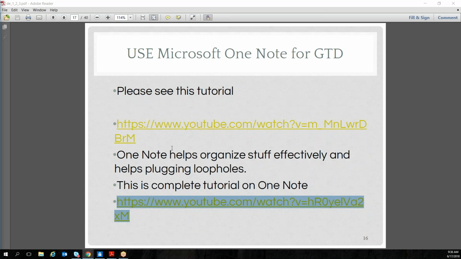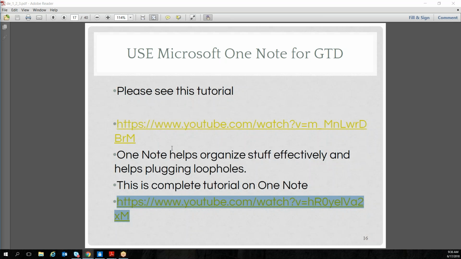Have you understood this tutorial? Yes or no? No, sir. So they have not understood the tutorial actually. They have not understood because they have never used Microsoft OneNote.